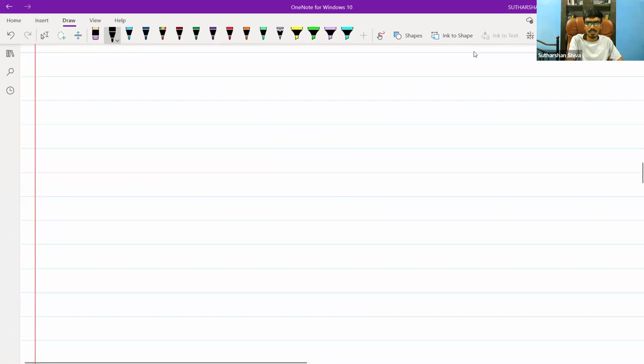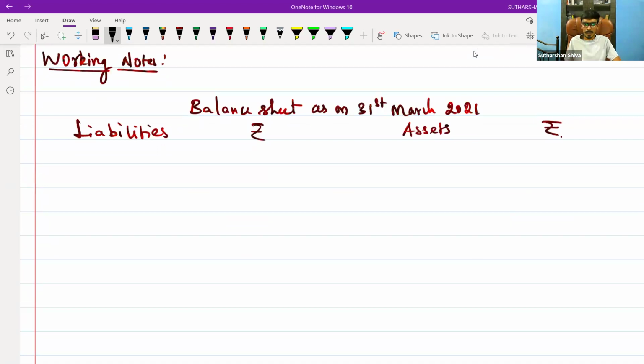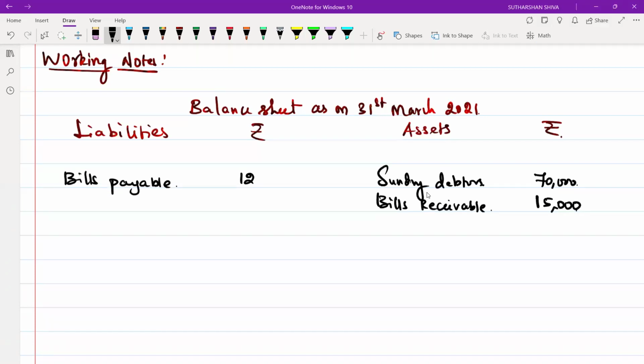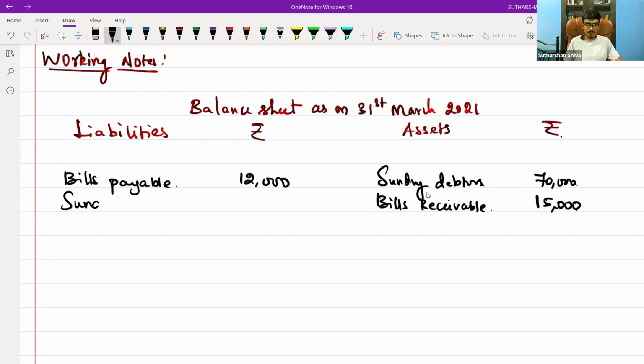That is my opening balance sheet over there. What is given? First one is my sundry debtors, right? Sundry debtors, 70,000. Then what is my bills receivable? 15,000. Then bills payable, 12,000. Sundry creditors, 40,000.